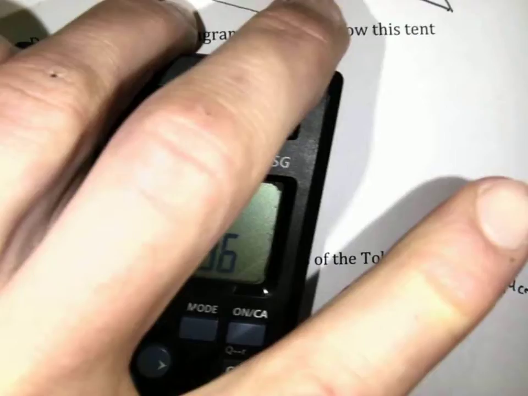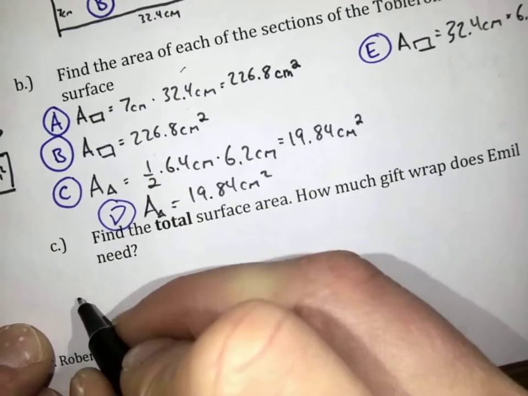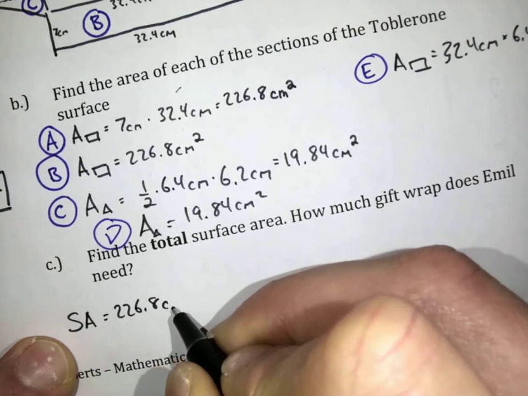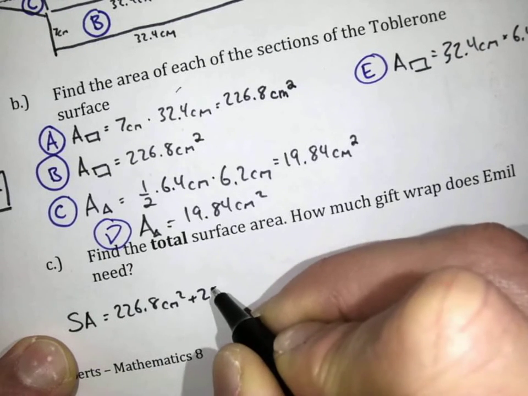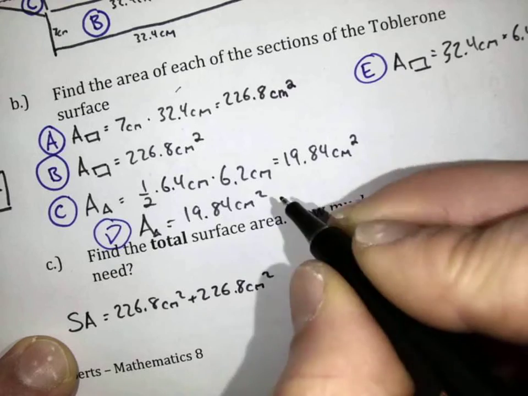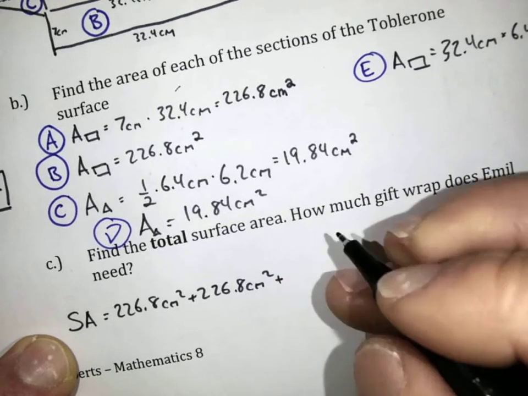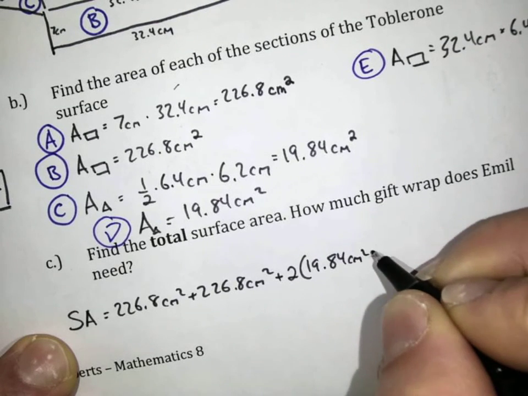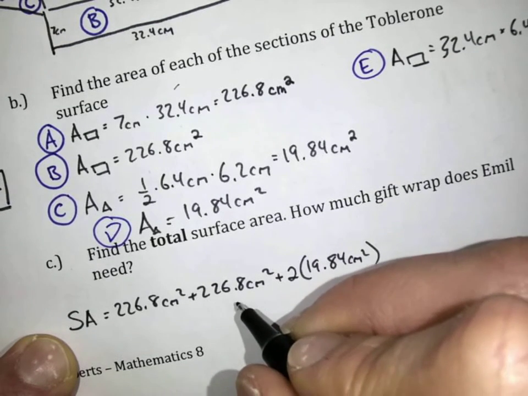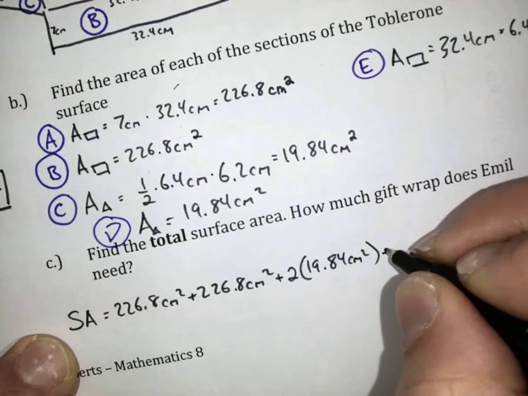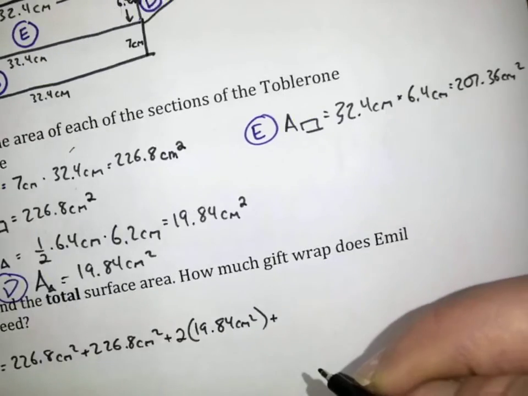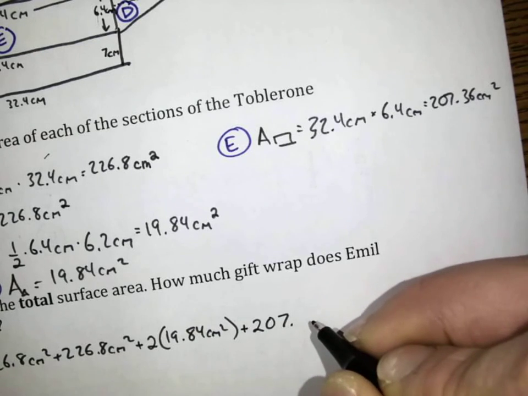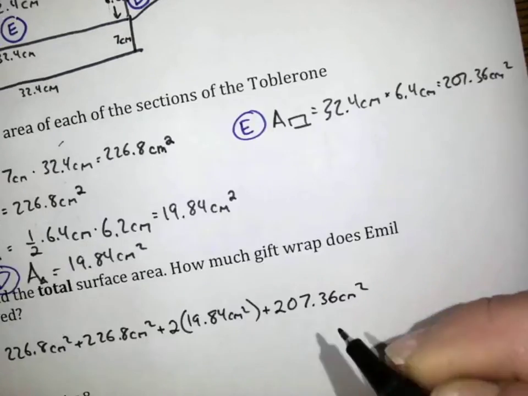centimeters squared. All right. And lastly, to find the total surface area, I'm just going to add all these together. So 226.8 centimeters squared plus another 226.8 centimeters squared. Rather than write these out twice, I'm actually going to just write 2 times 19.84 centimeters squared. You can do that for these other faces as well if you want to make your life a little bit easier. And I think since we've gone through one the long way, I'll quicken this up a little bit. 207.36 centimeters squared, and that is all the faces.